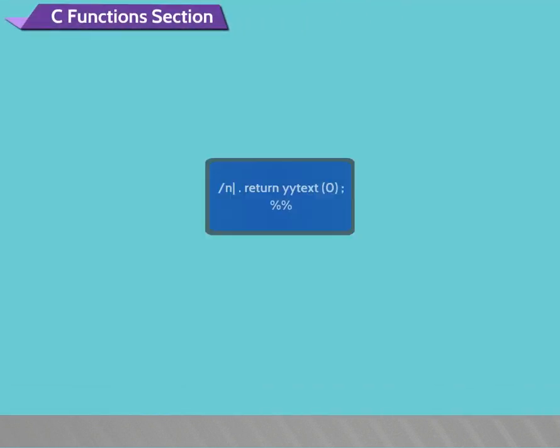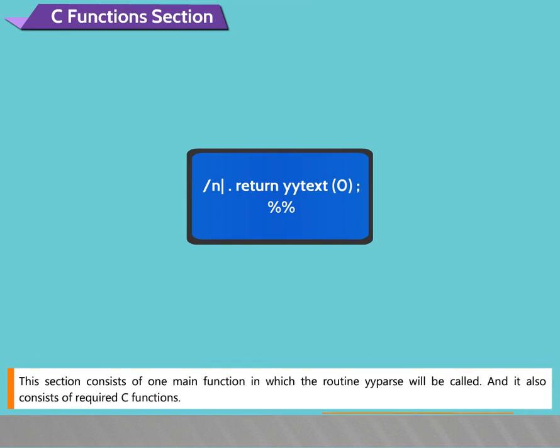C function section. This section consists of one main function in which the routine yyparse will be called, and it also consists of required C functions.